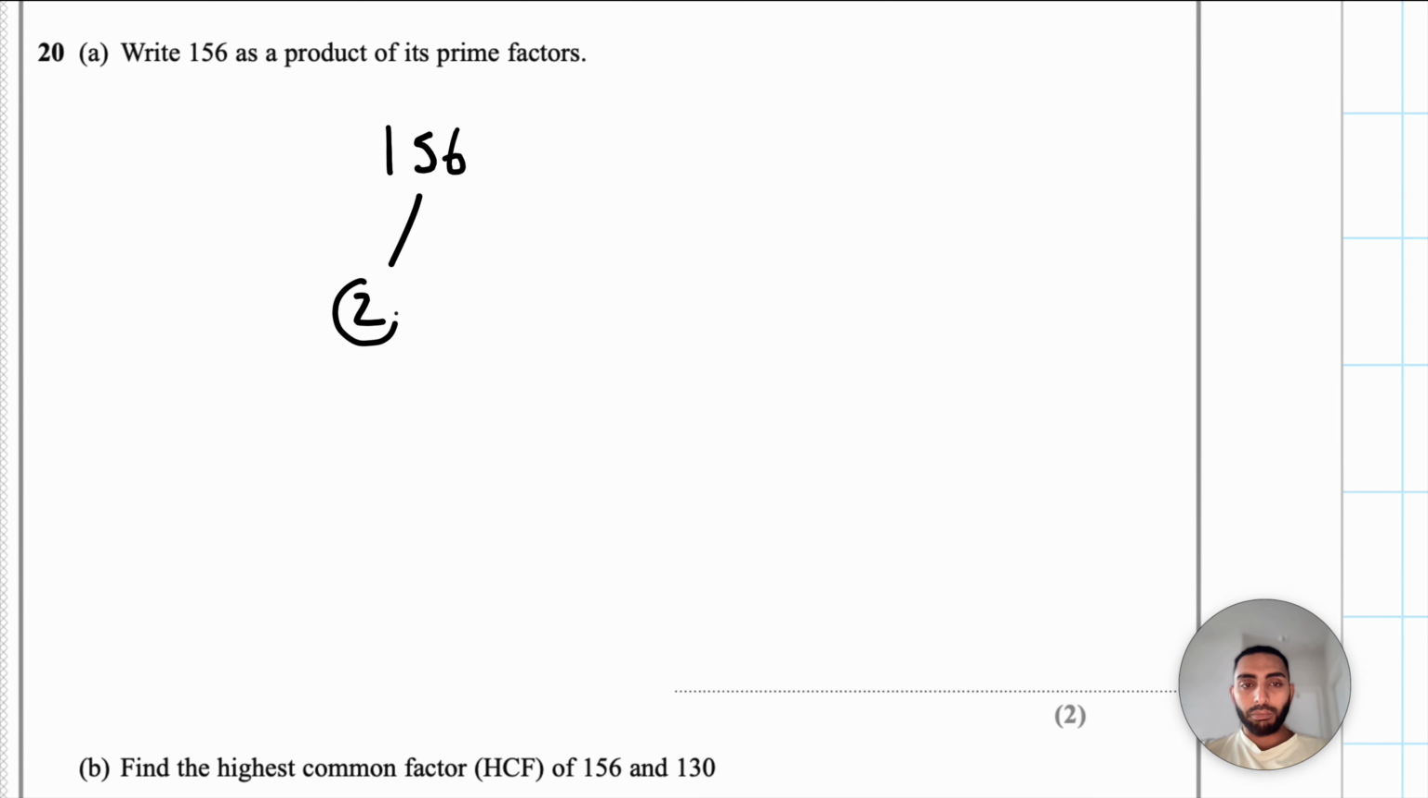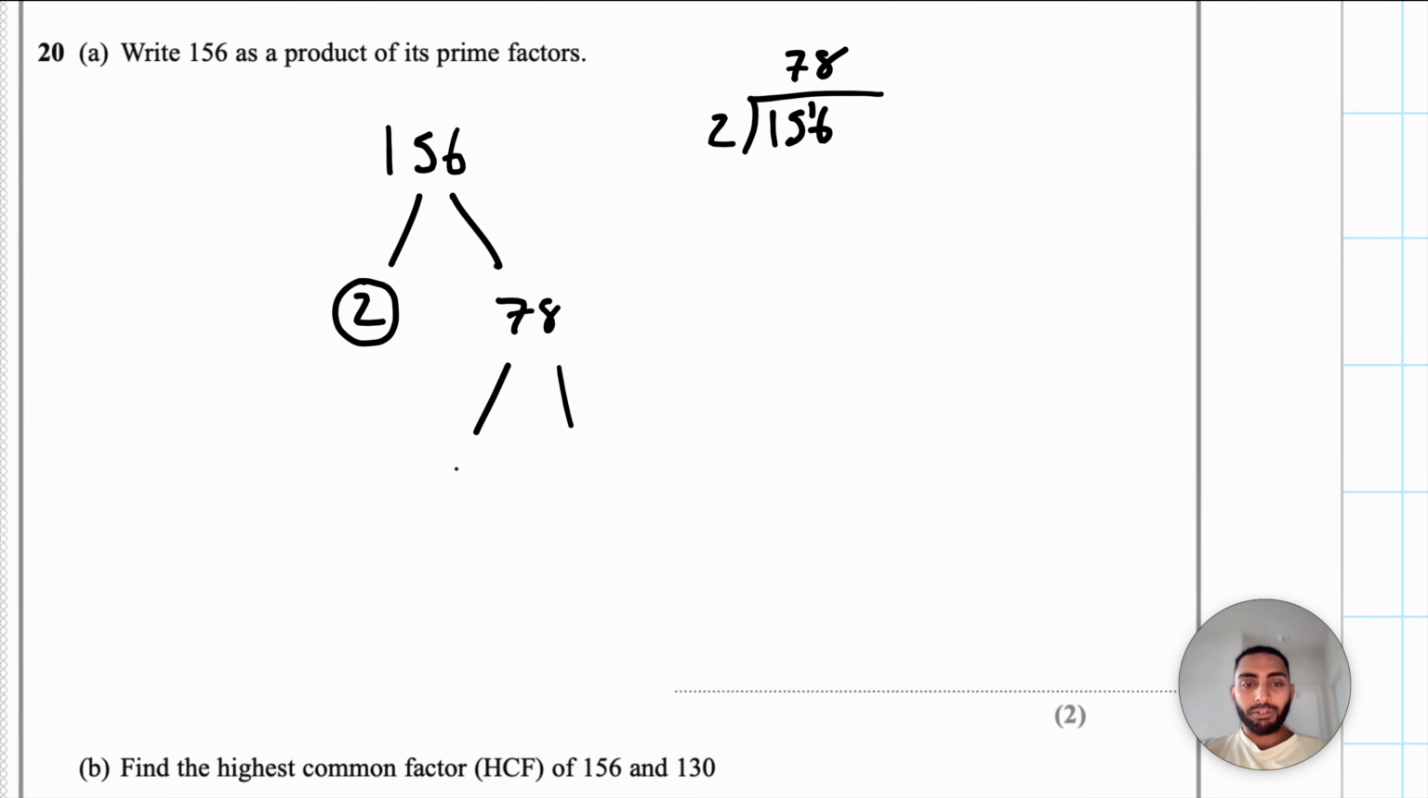And 2 is a prime number, so I need to circle that. 156 divided by 2. Let's see what that gives me. 2's going into 15 7 times with a remainder of 1. 2's going into 16 8 times, so it's 78. So I've got 2 multiplied by 78, which gives me 156. 78 is not a prime number, so I need to continue that on.